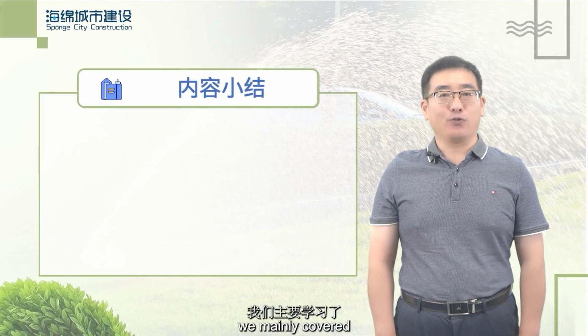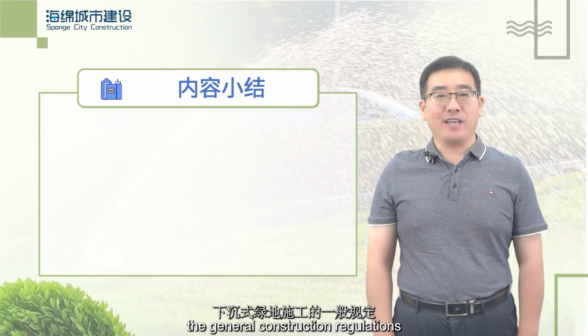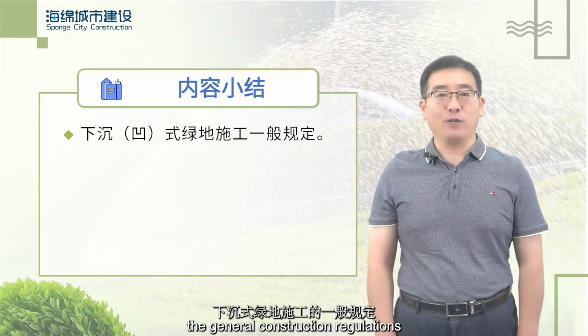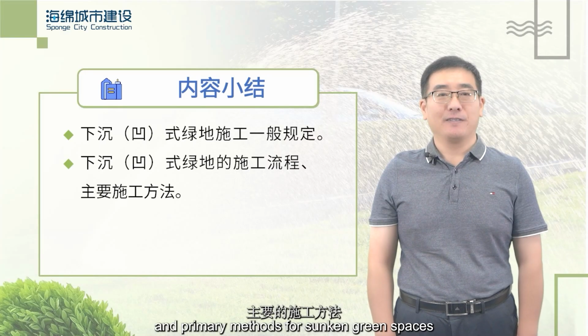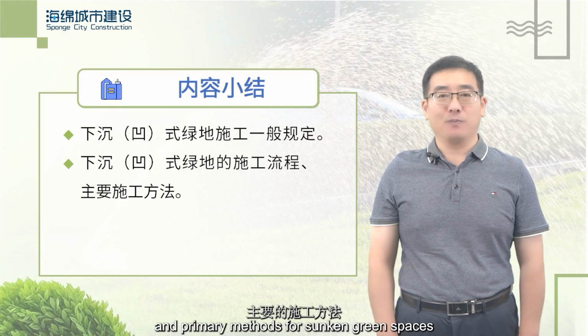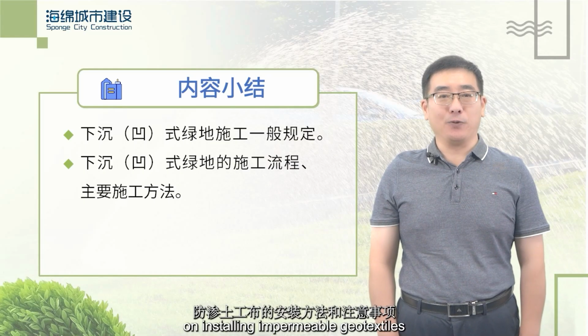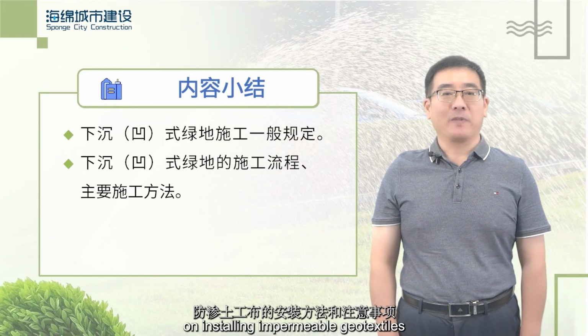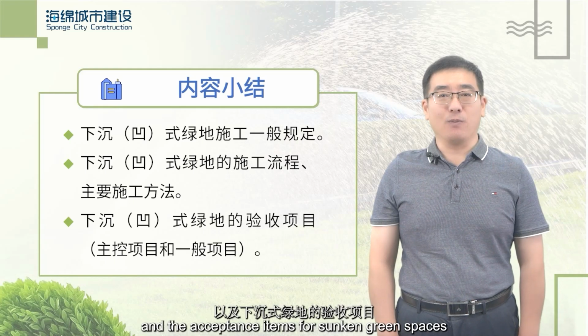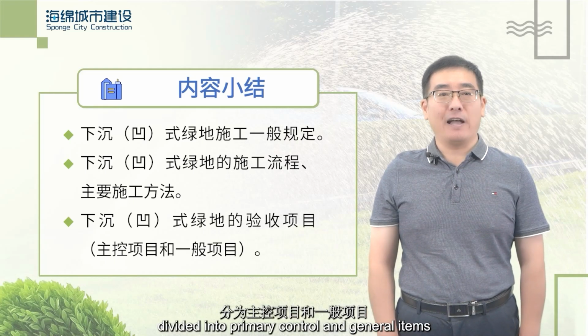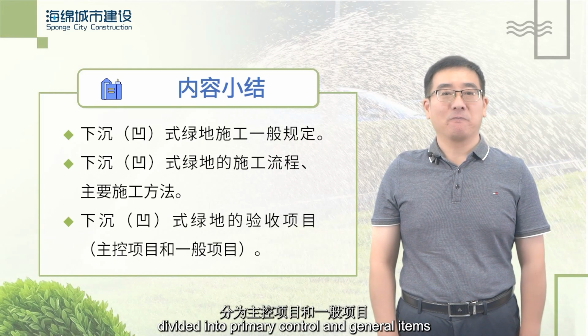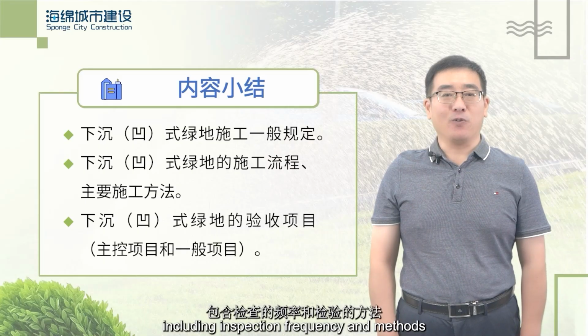In this lesson, we mainly covered the general construction regulations, construction process, and primary methods for sunken green spaces, including detailed instructions on installing impermeable geotextiles and the acceptance items for sunken green spaces, divided into primary control and general items, including inspection frequency and methods.